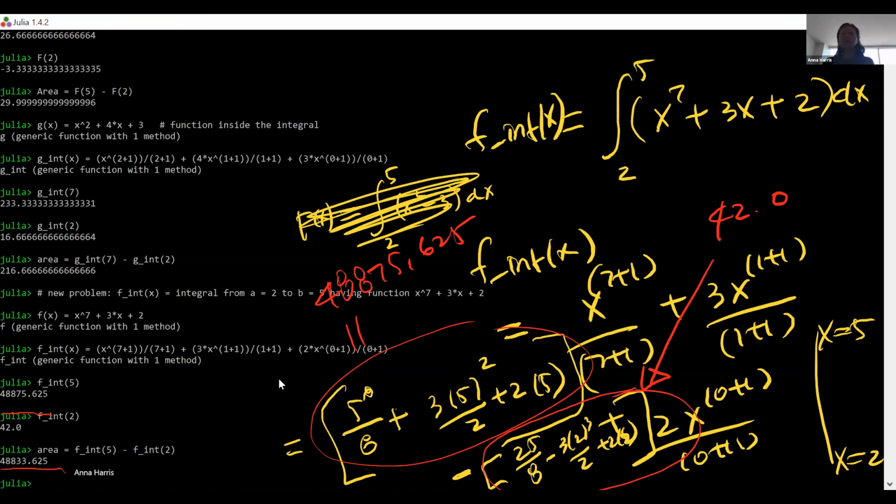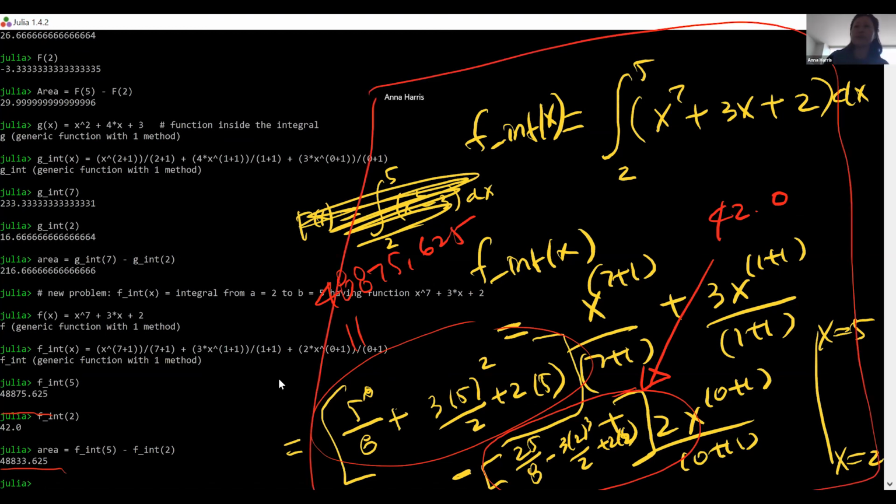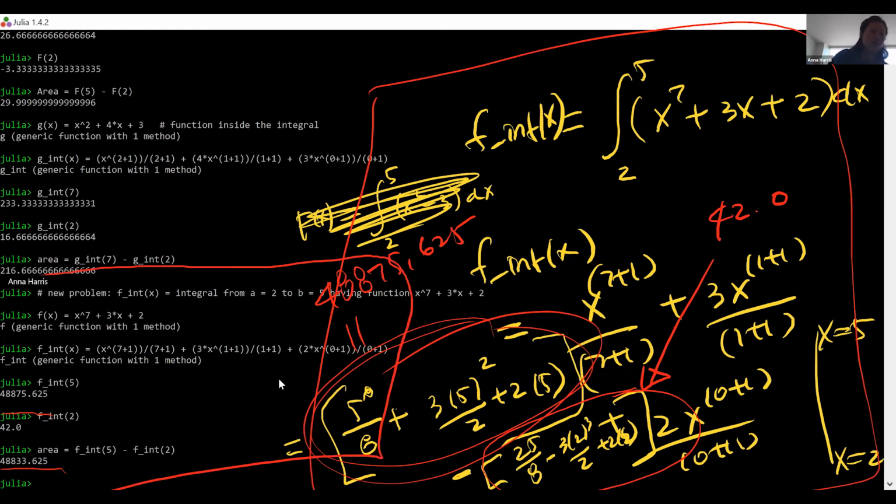That is my area. So yes, you can show your work like this, which means you're going to show one by one how you got this number. Or you can just use this way. Okay, that can be your work. So when I say show me your work on your exam, if I were you, I would just use Julia because that will save you so much time.